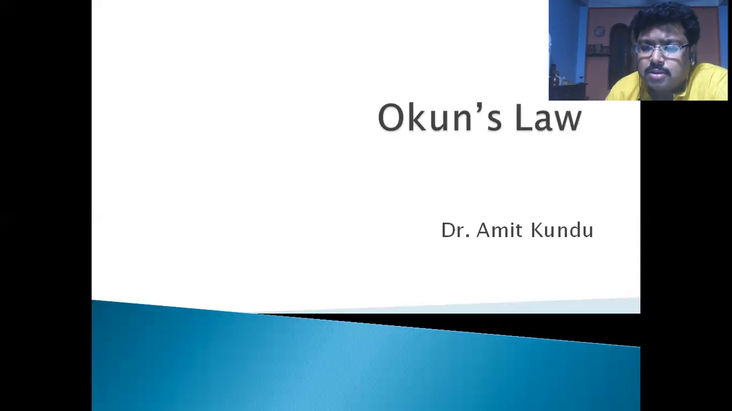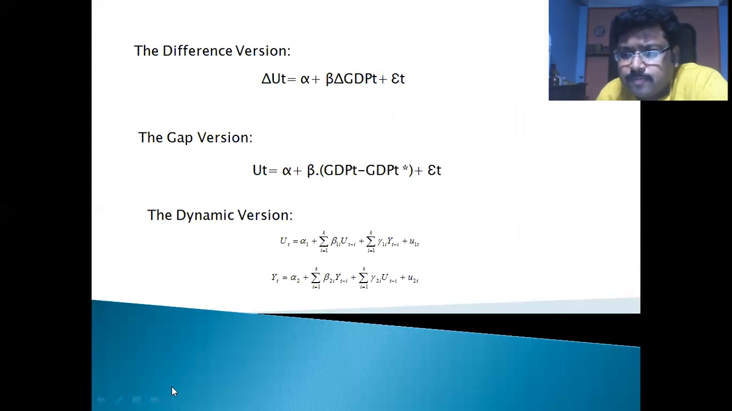Now, in this lecture, I try to clarify Okun's law with a practical example. Here I have used the economy of Japan. In Okun's law, there are the difference version, the gap version, and the dynamic version.